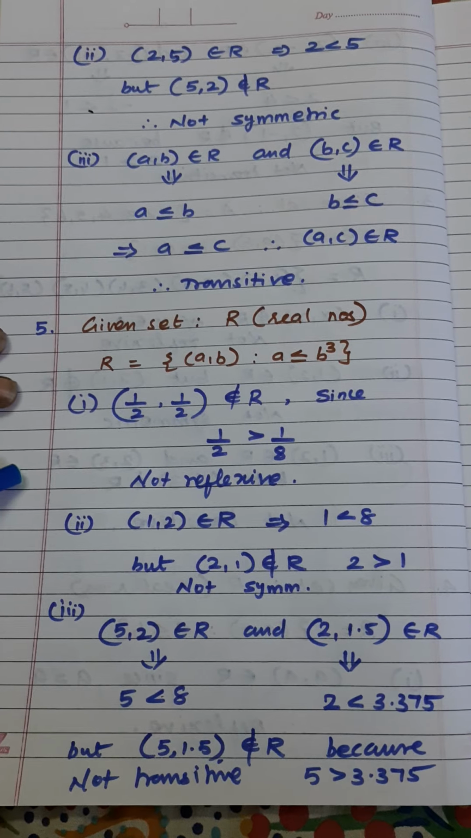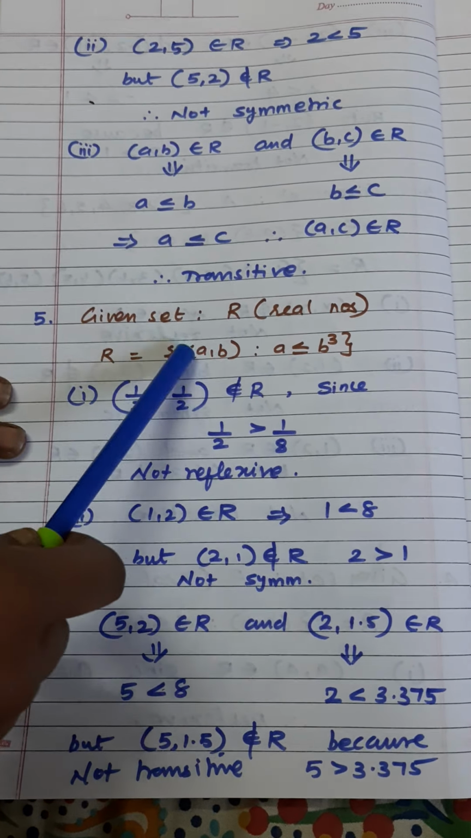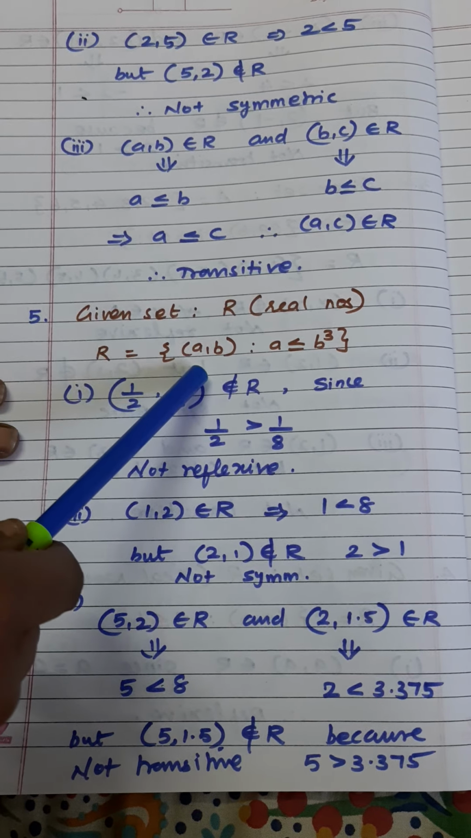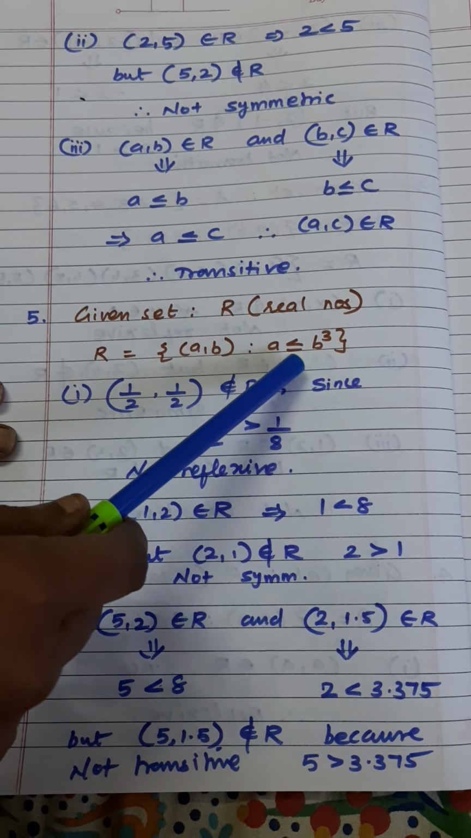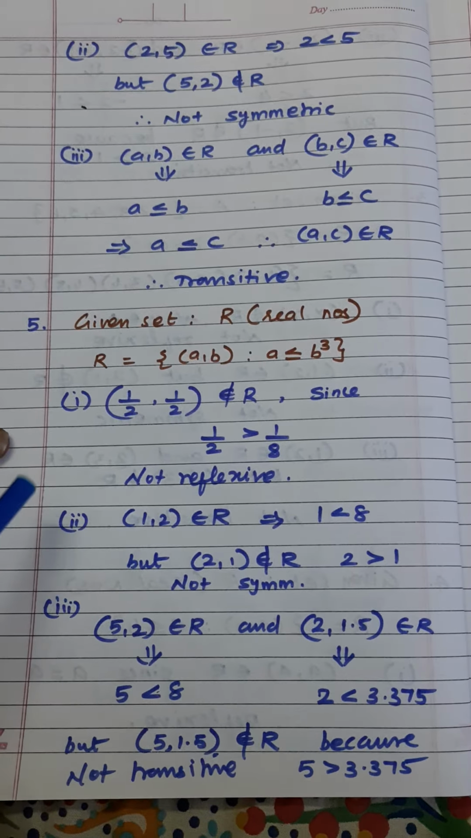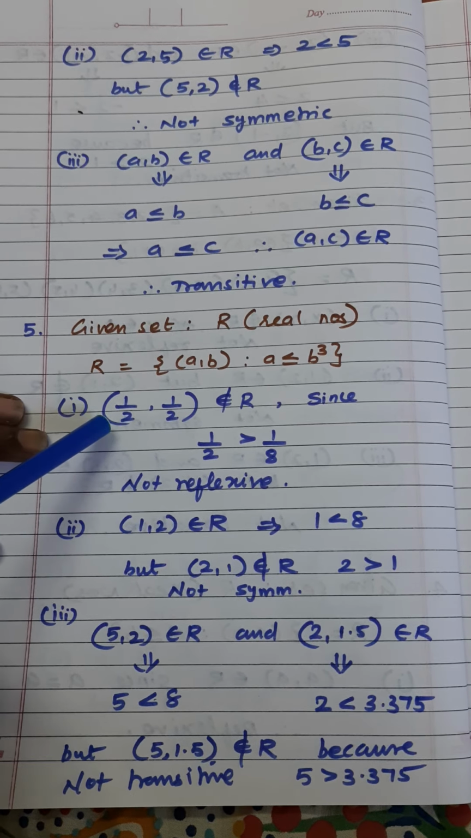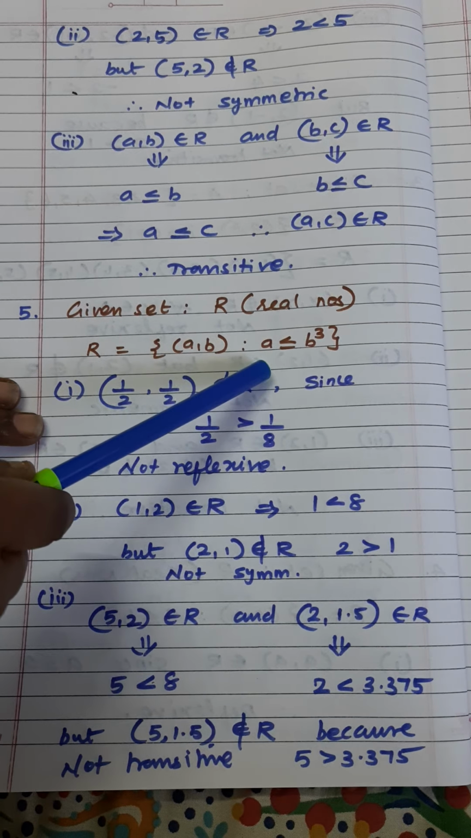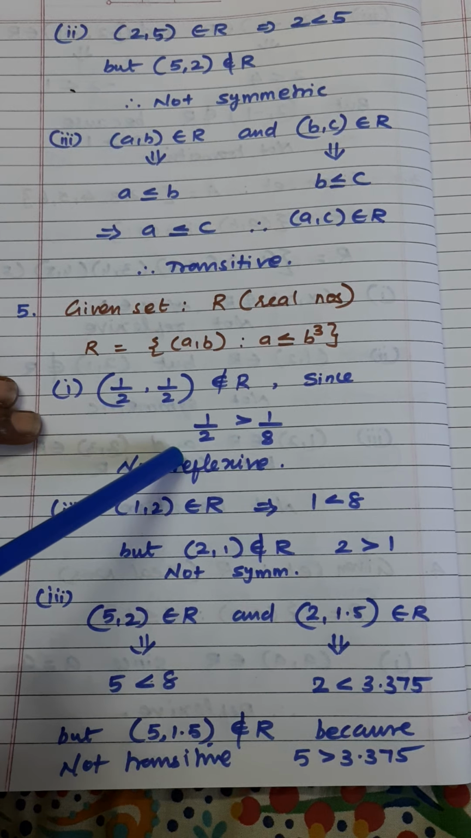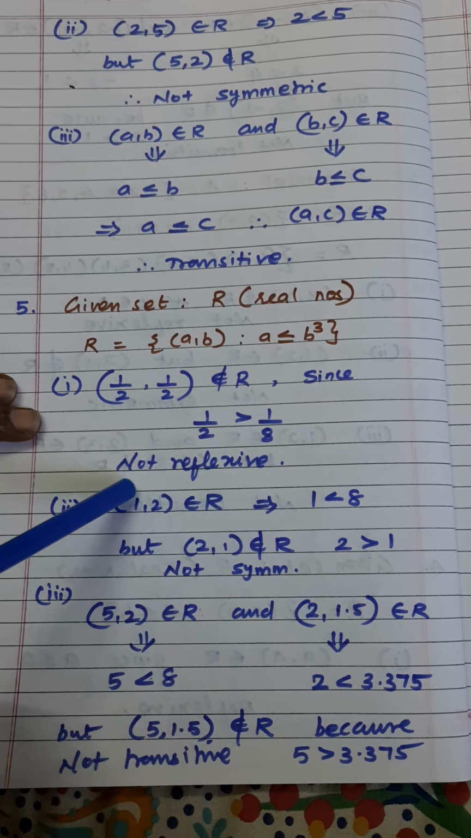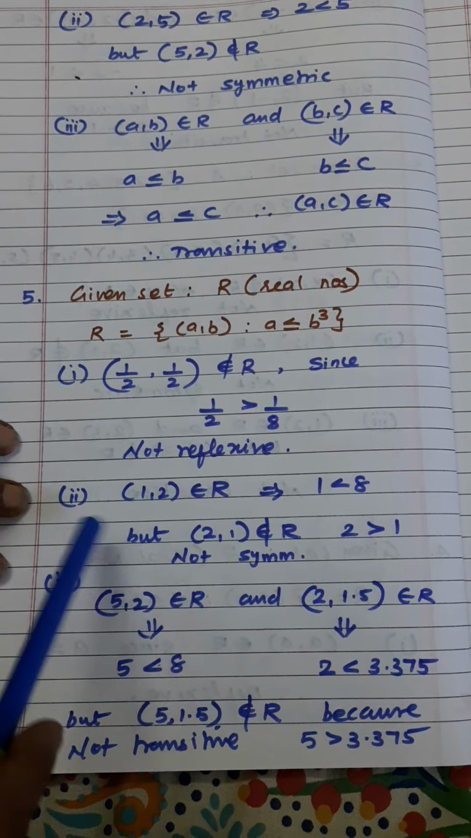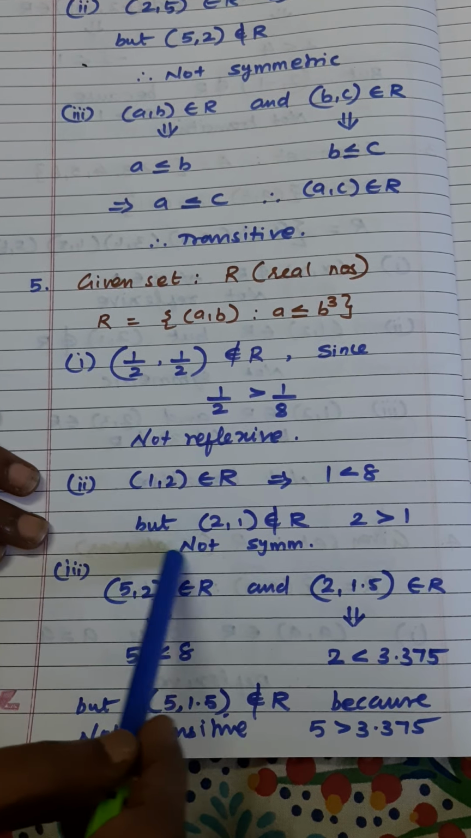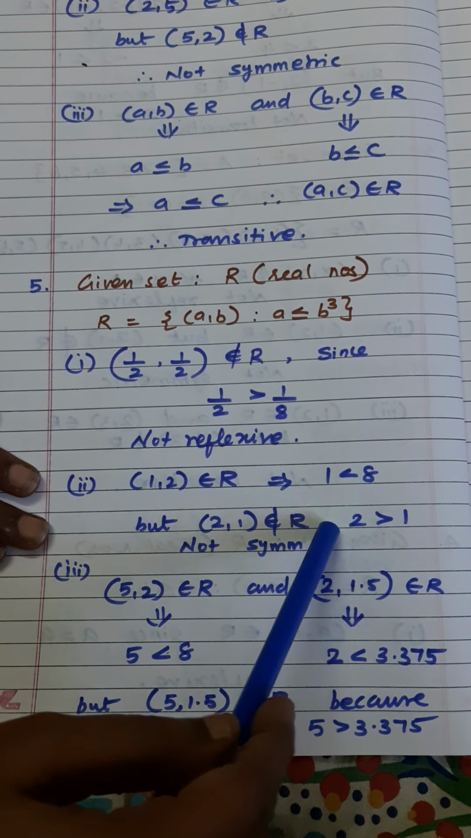Now we will discuss question number 5. Given set is R, the set of all real numbers, and the given relation is (a, b) such that a is less than or equal to b cubed. Now first one, reflexive. Take 1/2, 1/2, same number. a is less than or equal to b cubed, but 1/2 is greater than 1/8, so it is not reflexive. Now (1, 2) belongs to R since 1 is less than 8, but (2, 1) doesn't belong to R because 2 is greater than 1.